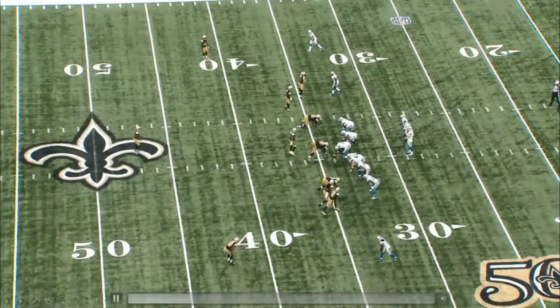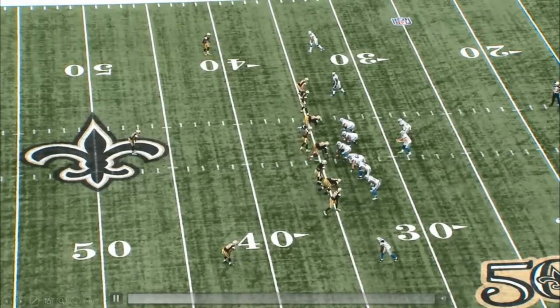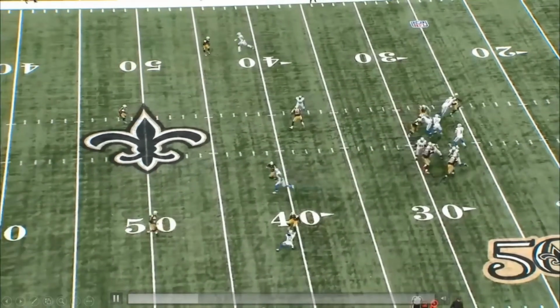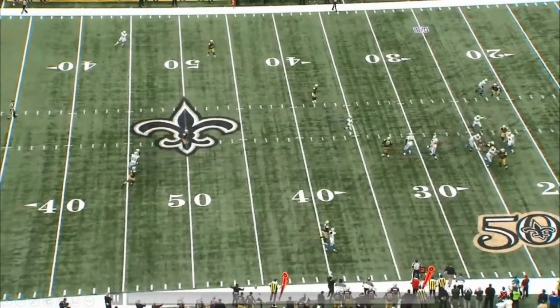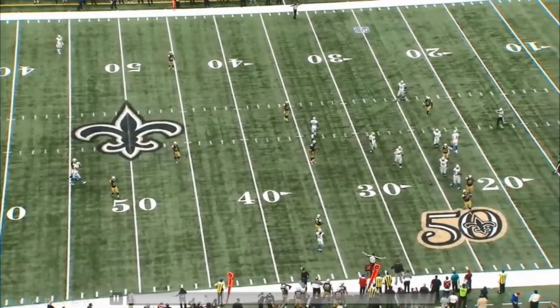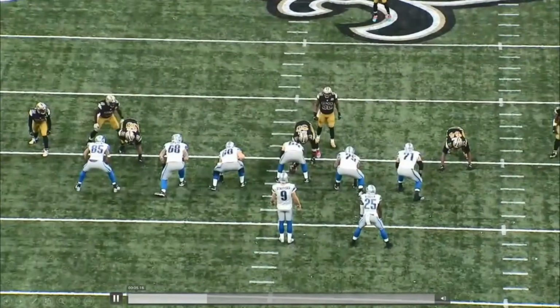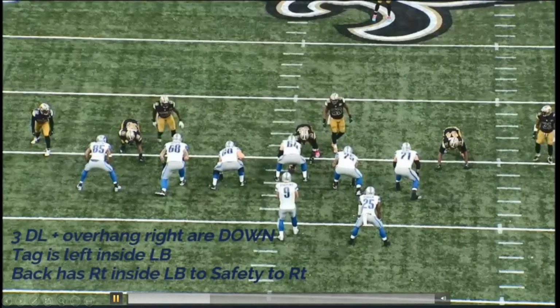Okay, so another example, third down look. We've got 8 people up at the line of scrimmage. We've got to be able to identify who are the downs, identify who is the tag, and then put your rules from there. So the 3 defensive linemen, the nose, the defensive end over the right tackle, and the defensive end in the C gap, those guys are down. The overhang to the right is down.